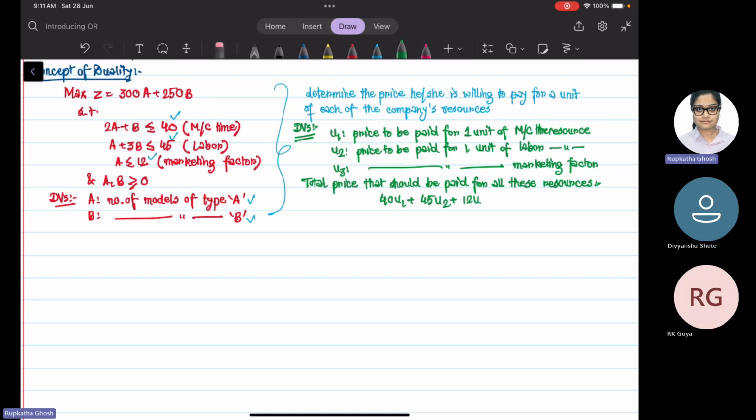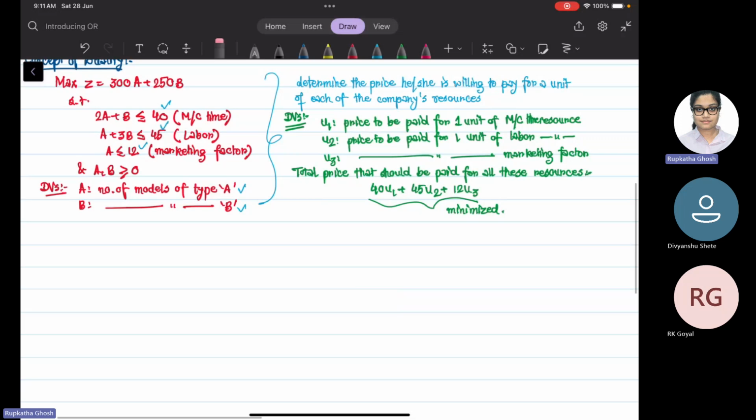Absolutely right. And from the entrepreneur's point of view, the total cost, right? This cost should be minimized, right? So the new objective function becomes minimize, let's say, some z hash, that is 40 u1 plus 45 u2 plus 12 u3. So you got the intuition?